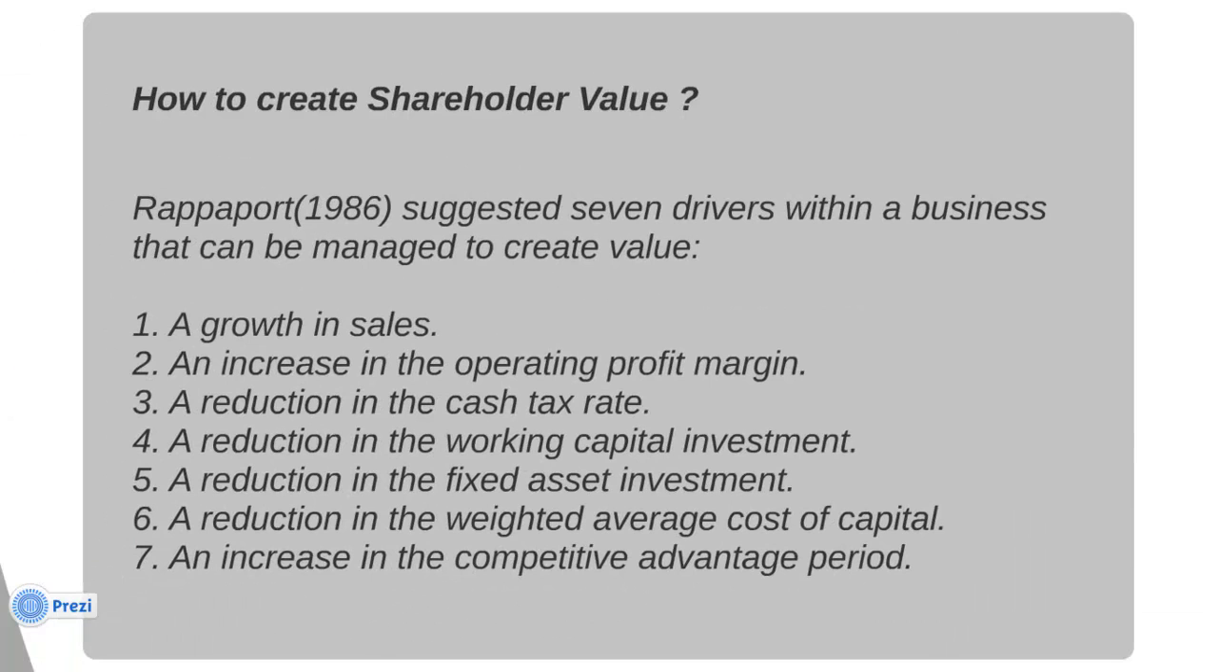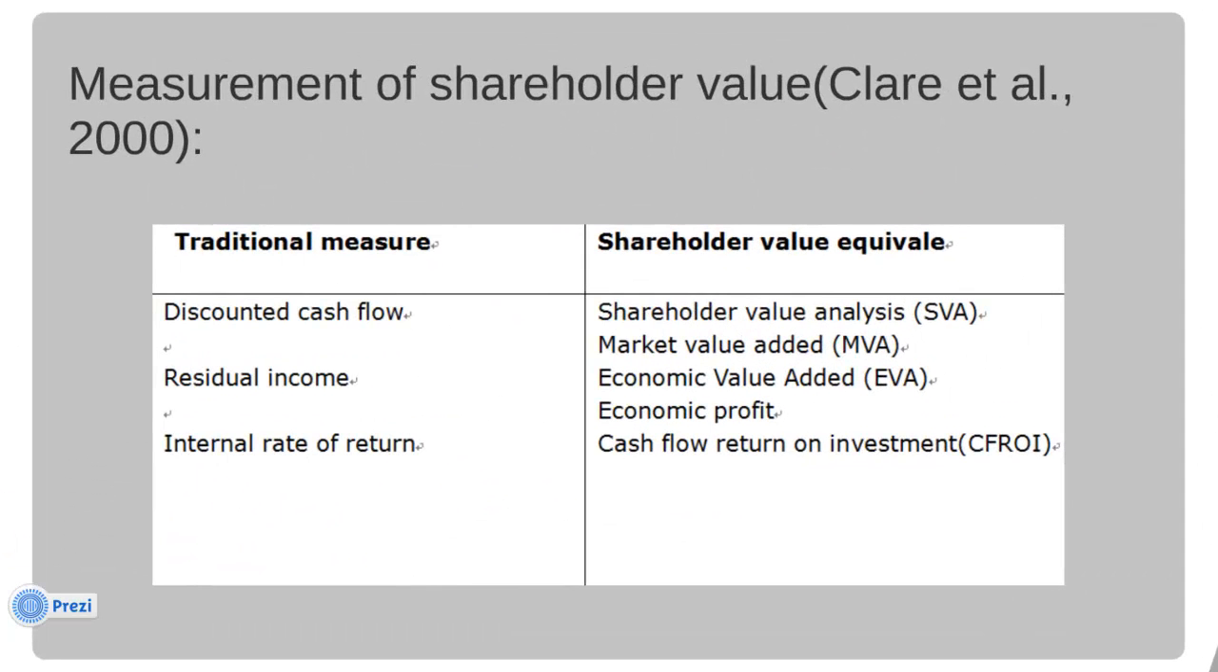How to create shareholder value? Alfred Rappaport suggested seven drivers within a business to create shareholder value. They were namely a growth in sales, an increase in the operating profit margin, and so on. There are various ways to measure shareholder value. They can be traditional measures or shareholder value equivalents. Traditional measures are discounted cash flow, residual income, internal rate of return, and the value equivalents are shareholder value analysis, market value added, economic profit, and cash flow return on investment.